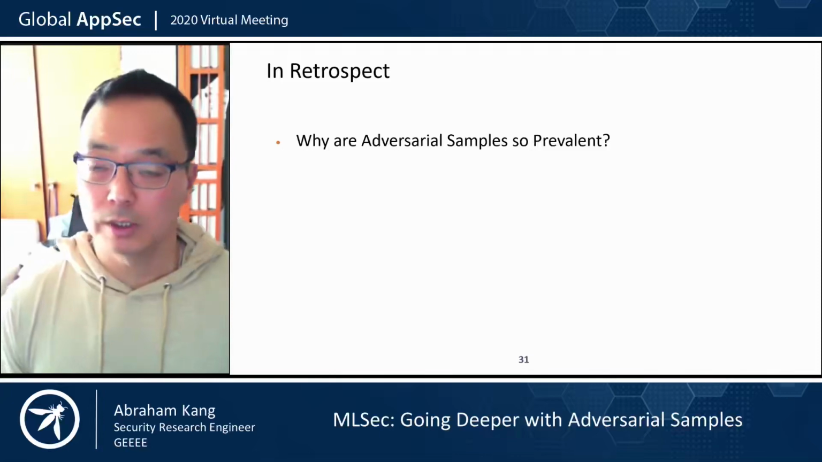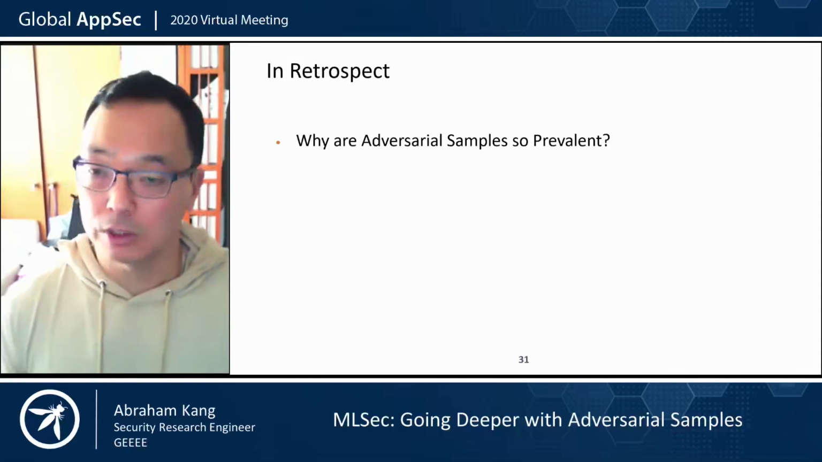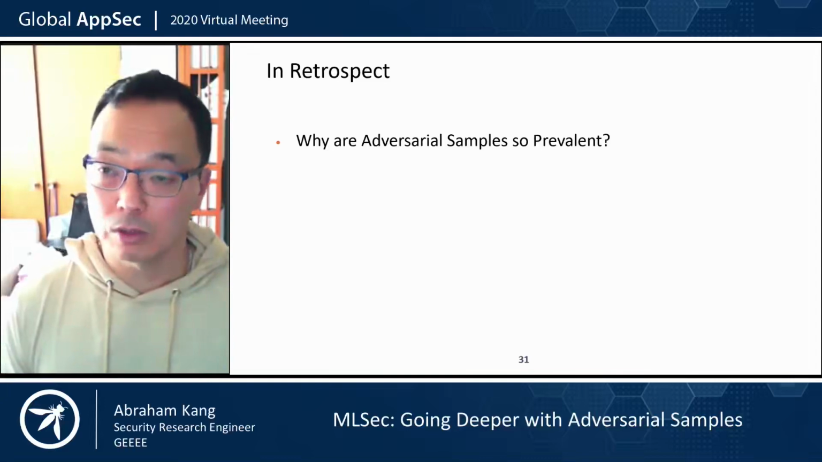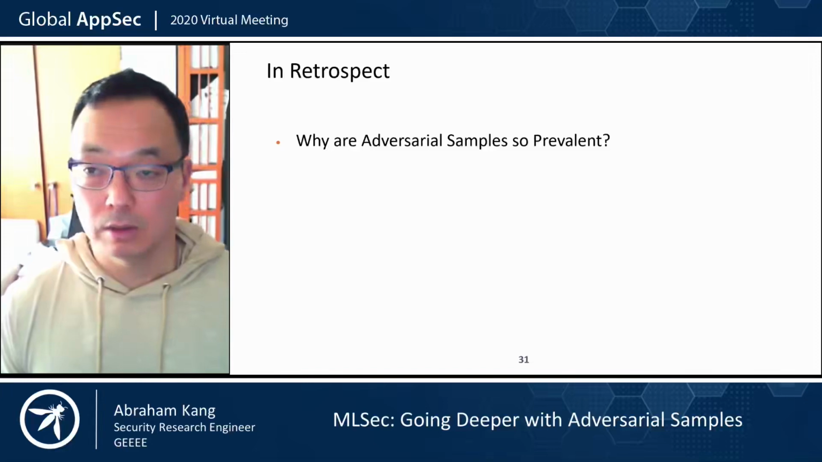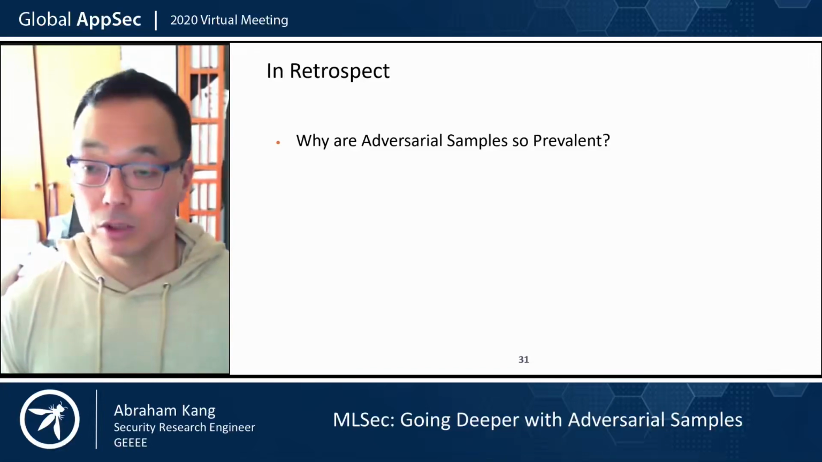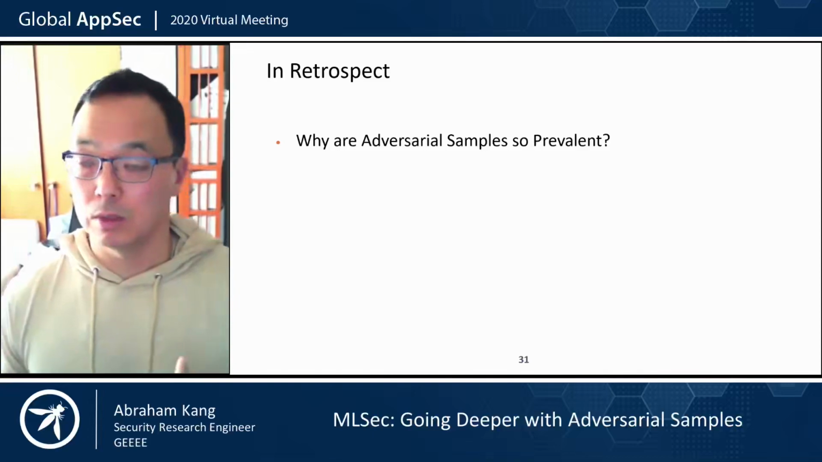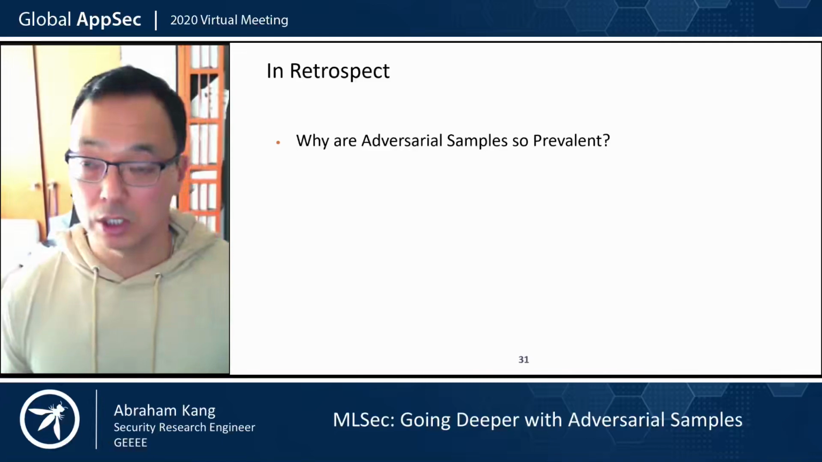So in retrospect, this leads to a question about why adversarial samples are so prevalent. And what it's saying is that basically the machine learning models are learning features that may be important to distinguishing between these classes, but that are not the features that we use. And in some cases, this is going to be good, and in some cases, it's going to be bad.